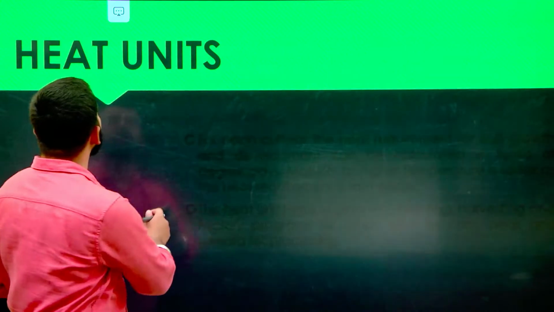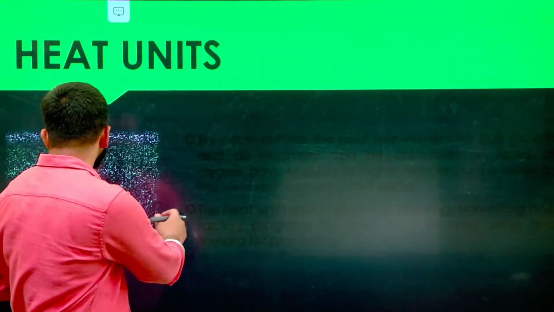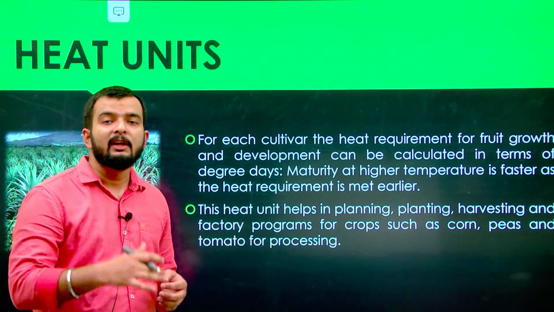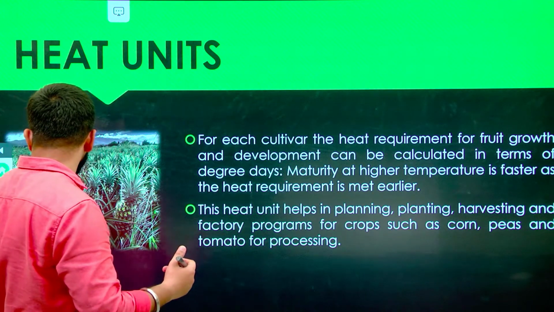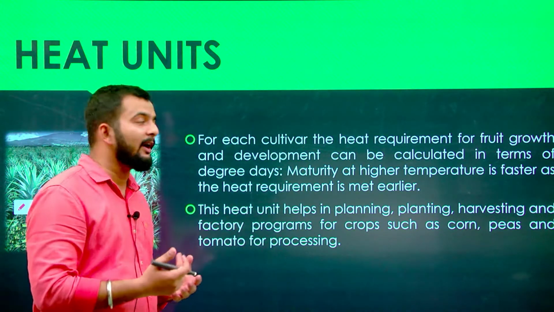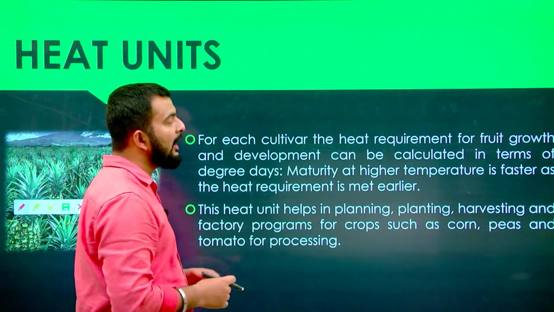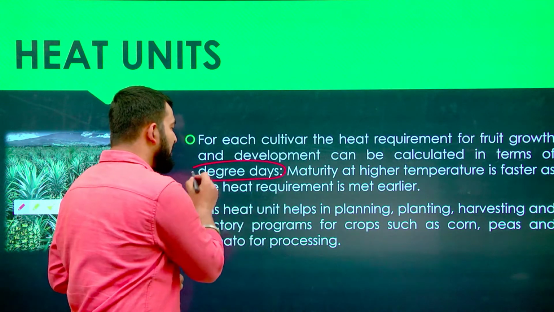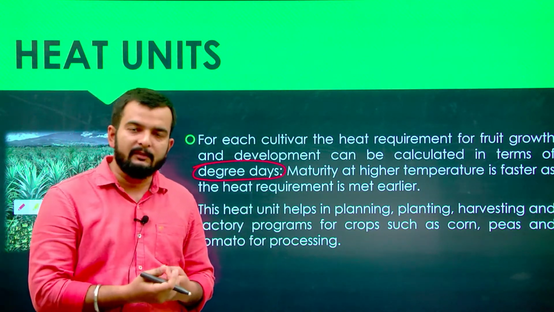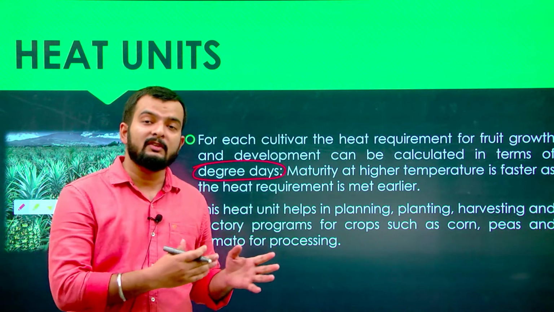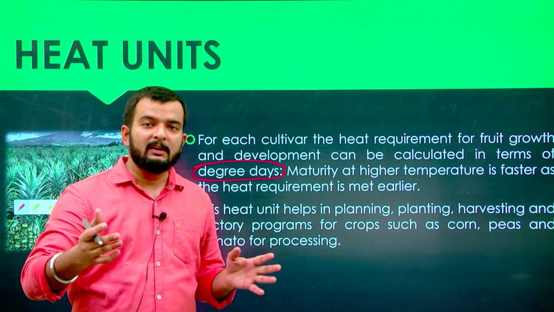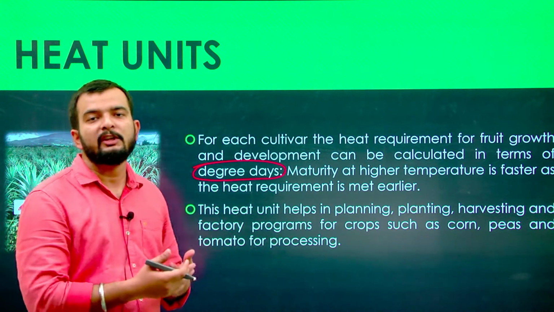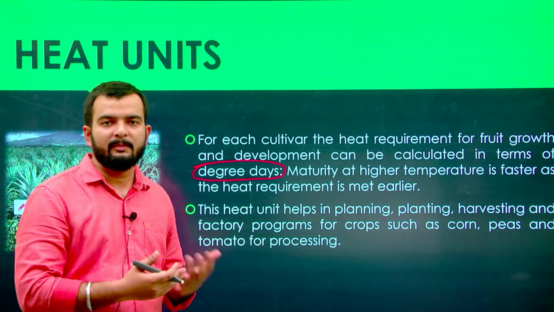Okay. Now next we will see heat units. Heat units are based on the method that your fruits and vegetables require a particular amount of heat for maturation. So based on that we will calculate how many heat degrees are required. For each cultivar the heat requirement for fruit growth and development can be calculated in terms of degree days. That is, suppose the average temperature on a day is 35 degrees Celsius. Now this crop has grown, and after flowering or blooming, 10 days have passed. After 10 days the fruit usually ripens or matures in 10 days.